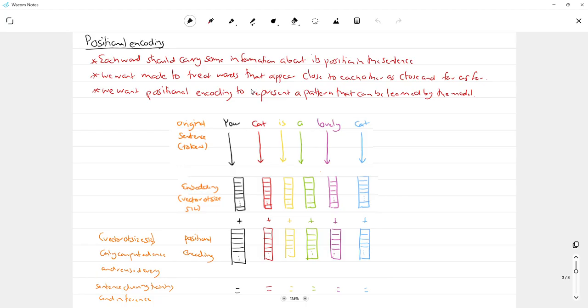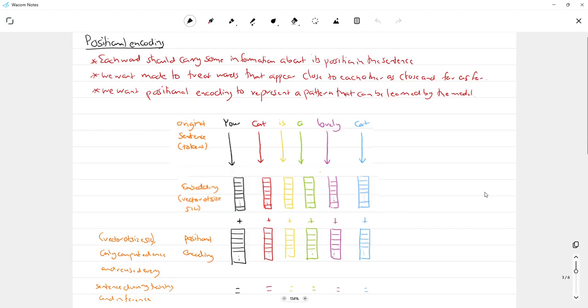Words next to each other should have similar positional encodings, while words at opposite ends of a long sentence should have completely different encodings. Third, we want positional encoding to represent a pattern that can be learned by the model. So the specific numerical pattern used for positional encoding isn't just random. It is made to be unique for each position and to allow the model to easily deduce relative placements. Example, this word is two positions from that word. This is typically achieved using sine and cosine functions of different frequencies.